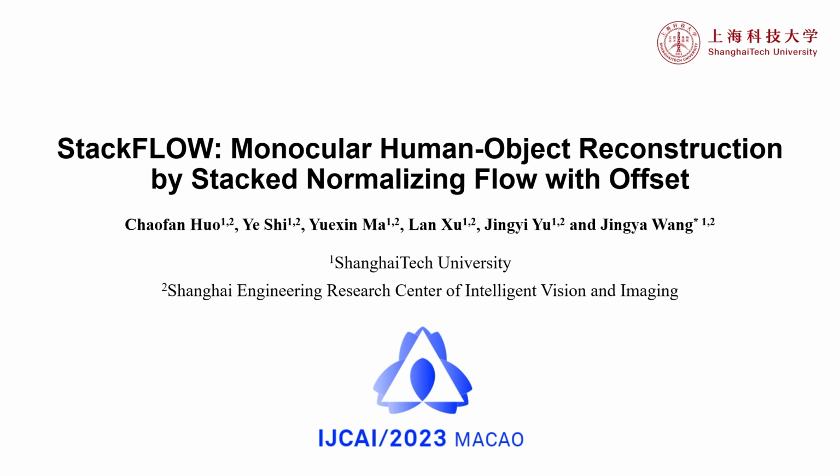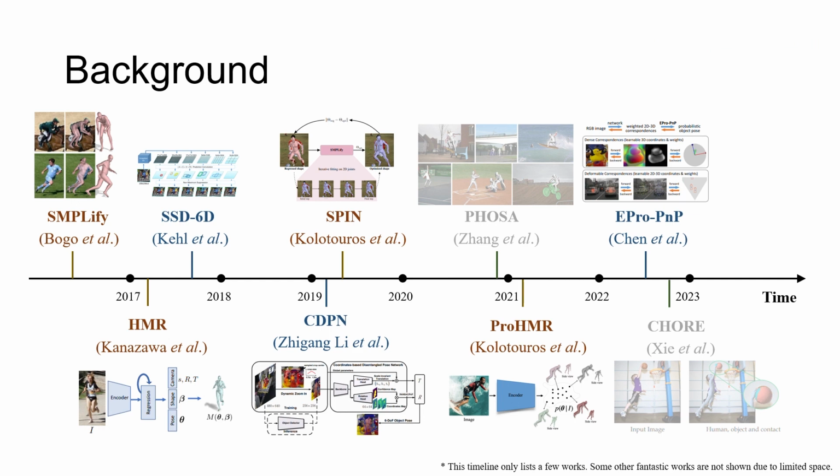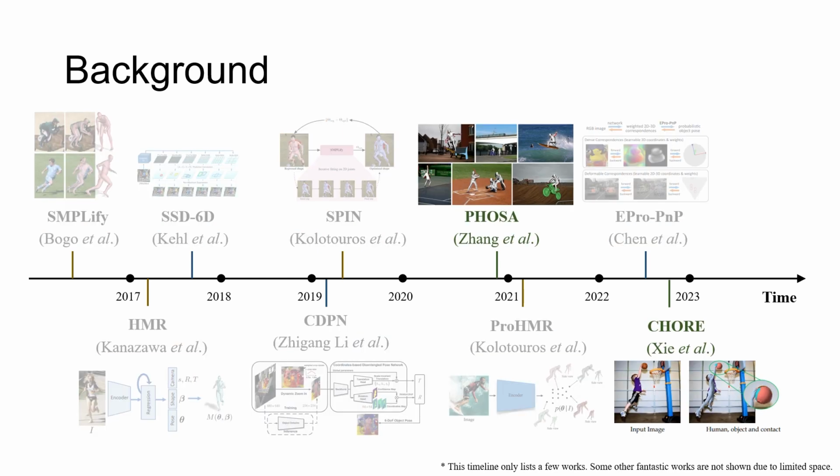I am going to present our work, StackFLOW: Monocular Human-Object Reconstruction by Stacked Normalizing Flow with Offset. For a decade, the 3D information recovery of the human and the object from the image was studied alone, without considering their interaction. Recently, some works have focused on reconstructing the human and the object jointly. These studies suggest that integrating the human with the surrounding objects can produce physically consistent results and that the consideration of the human-object context can improve the reconstruction accuracy of both even more.